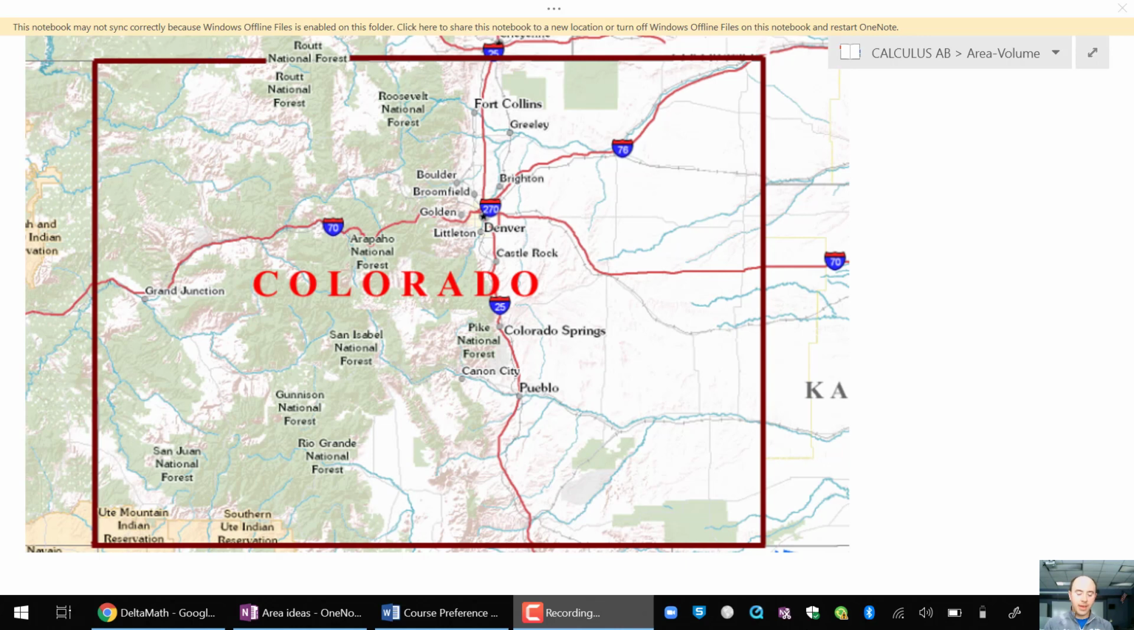If I were to ask you to find the area of the state of Colorado, what would you do? If you look at the shape of Colorado, geometrically it's rectangular, so if you knew the length and the width of the state, you could pretty much find its area. There's not too much guesswork to really think about there.